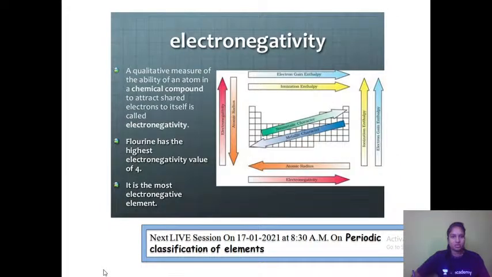Now this is electronegativity, which we have already studied. Electronegativity is the ability to pull the electrons of the shared pair towards itself. Fluorine has the highest electronegativity in the entire periodic table, and it is known as the most electronegative element. This diagram generally represents the variation of all the characters we have studied so far.